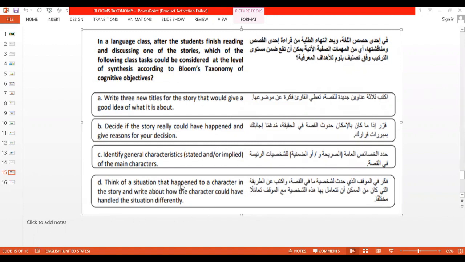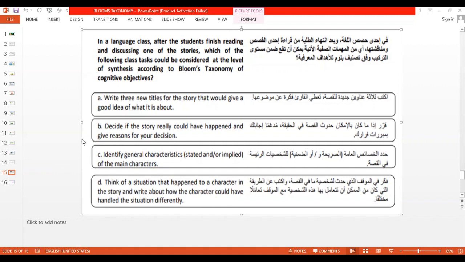Think of a situation that happened to a character in the story and write about how the character would have handled this situation differently. If you see here, there is an abstraction which is used in this particular situation. So this will come under application. So it is not synthesizing. Using the abstract which happened in that story and writing about that character in a different way is an application. See, identifying general characteristics of the main character.